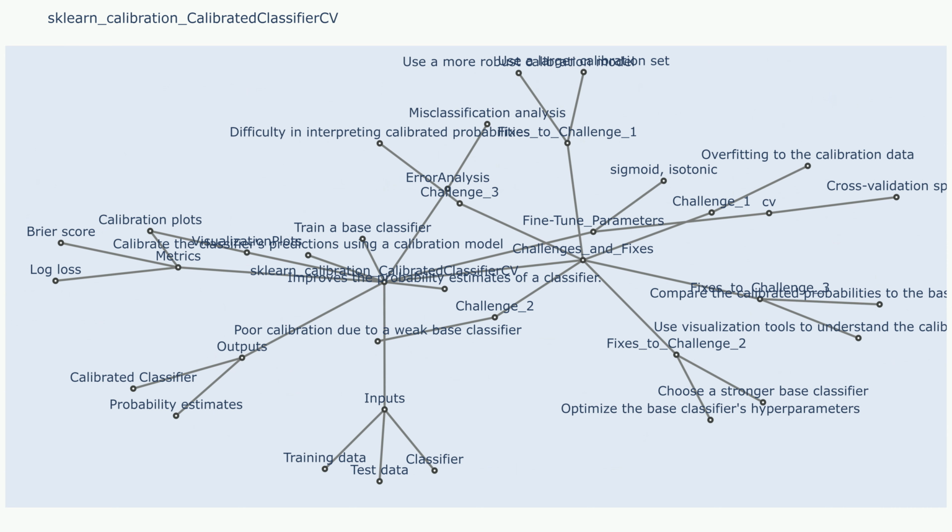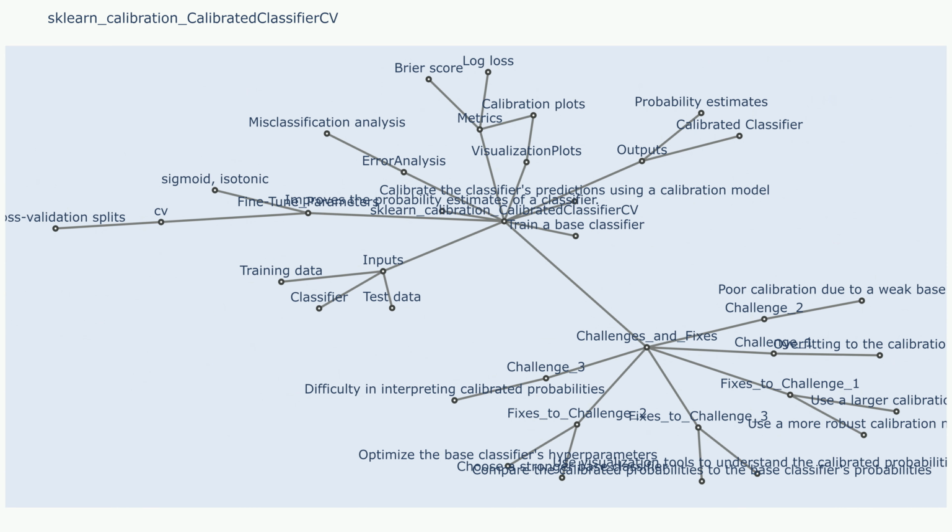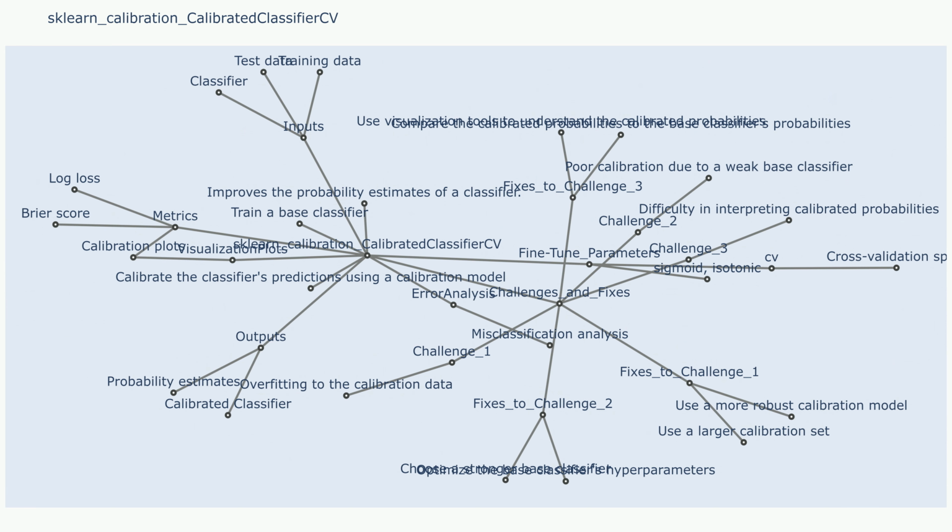Challenge 2: overfitting the calibration model. Sample use case that resulted in challenge 2: when the calibration model is too complex or the data is noisy, it may overfit the training data and lead to poor generalization performance. Fixes to challenge 2: use regularization techniques to prevent overfitting. Consider using a simpler calibration model. Use cross-validation to select the best hyperparameters for the calibration model.